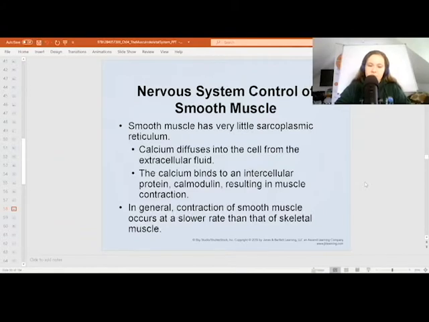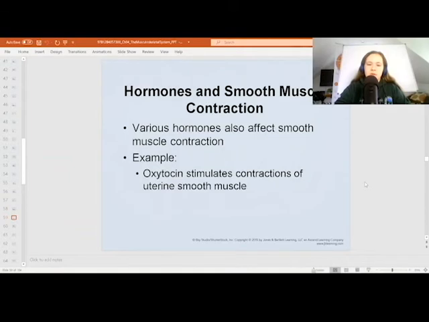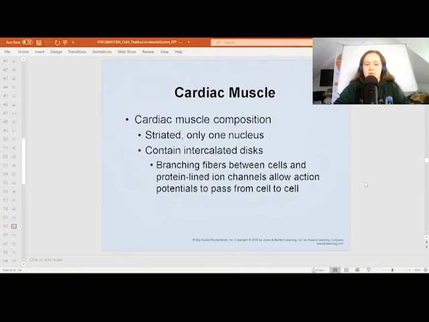In general, contraction of smooth muscle occurs at a slower rate than that of skeletal muscle. Hormones in smooth muscle contraction. Various hormones also affect smooth muscle contraction. An example of this would be oxytocin stimulating the contractions of uterine smooth muscles.